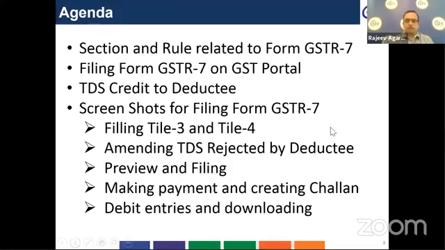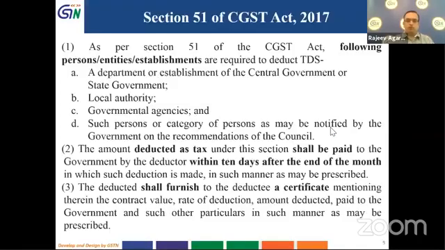So we will begin with the agenda of the session today. The agenda is that we will first see the section and rules related to Form GSTR 7. Then we will see what is needed for filing of Form GSTR 7 on GST portal. Then we will see how the credit which is deducted is available to the deductee. Then we will go through the screenshots for filing Form GSTR 7. So we will see in detail how to fill Tile 3, Tile 4, then how to make amendments, preview and file it, and making payments or downloading the filled up form. So we will begin with section and rules related to Form GSTR 7.